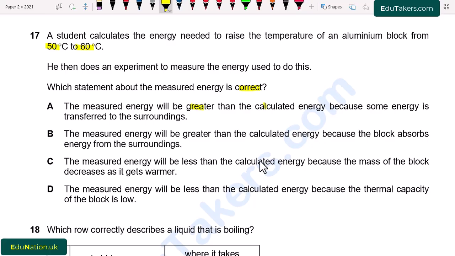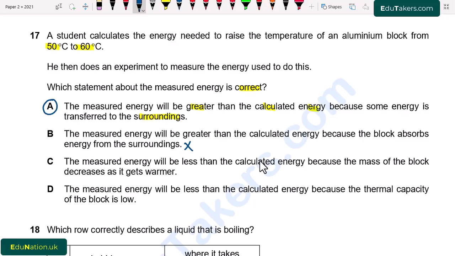MCQs. A. The measured energy will be greater than the calculated energy because some energy is transferred to the surroundings. So this is correct because the measured energy is greater than calculated because some of the energy is transferred to the surroundings. So this option is correct. Option B. The measured energy will be greater than the calculated energy because the block absorbs energy from the surroundings. So this is incorrect.